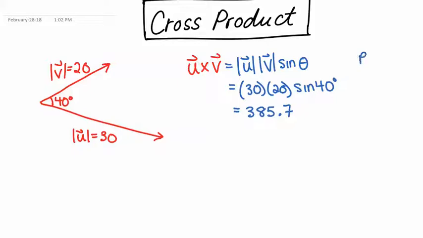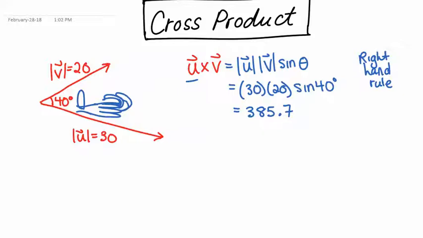So if we use our right-hand rule, then we point our fingers in the direction of the first vector. So you point your fingers in the direction of this vector. I'd totally draw this, but I don't know how to. Then you curl your fingers in towards vector u, and whichever way your thumb is pointing is the direction of your cross product. So my thumb would be pointing up.